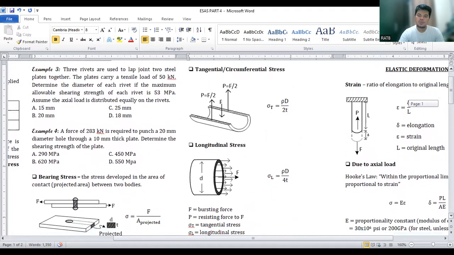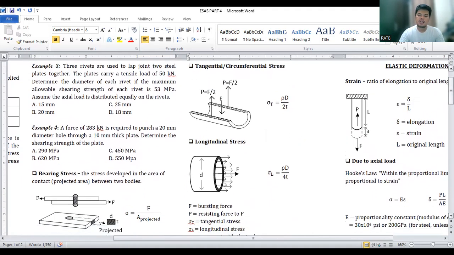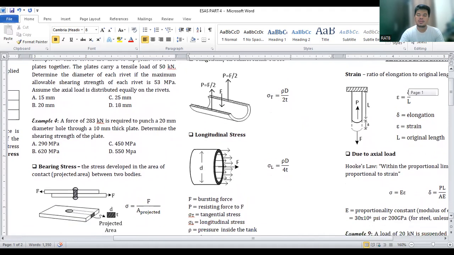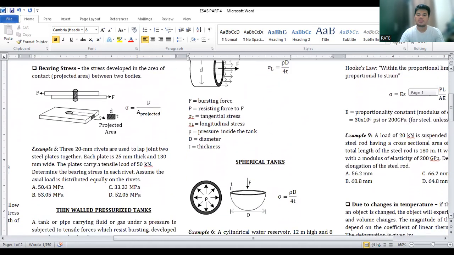So if you try to look at the spherical tanks, it may experience these two types of stresses. So if you're not given as to which type of stress is given, then you have to consider the two, both the tangential, or circumferential, and the longitudinal stress. So all you need to do is to memorize this formula, substitute, and that's it. You can have the solution for the problem.